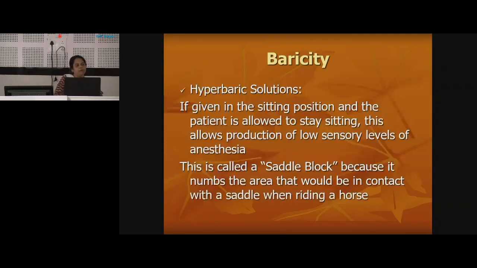But if you keep the patient in a sitting position, and if the patient is allowed to stay sitting for some period of time, this will allow the production of low sensory levels of anesthesia. It will typically produce a saddle block because it numbs the area that would be in contact with the saddle when riding a horse.